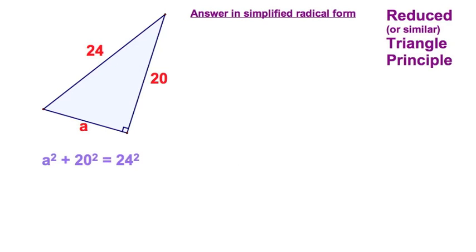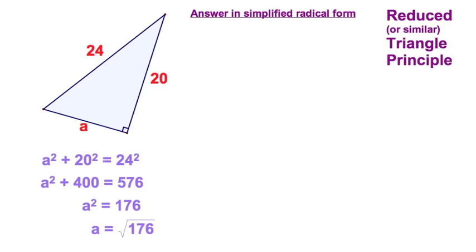Again, you know how to set up Pythagorean Theorem by now. You're all aspiring mathematicians here. Okay, we square the 20, we square the 24. Remember, we subtract the 400, we get 176. So I know that a is the square root of 176.